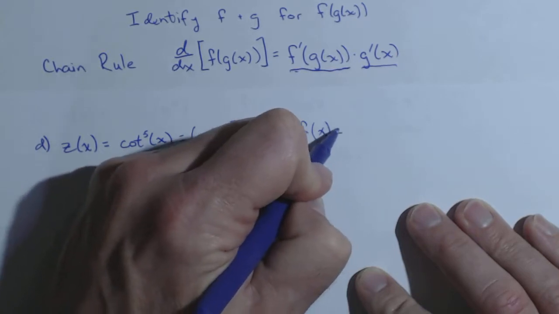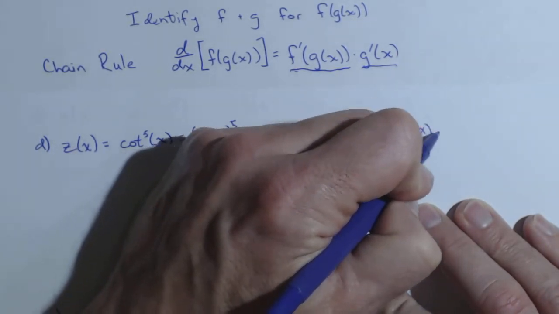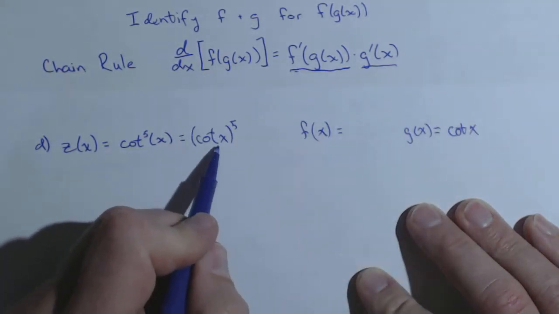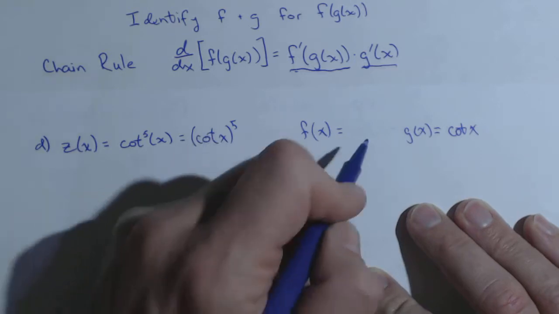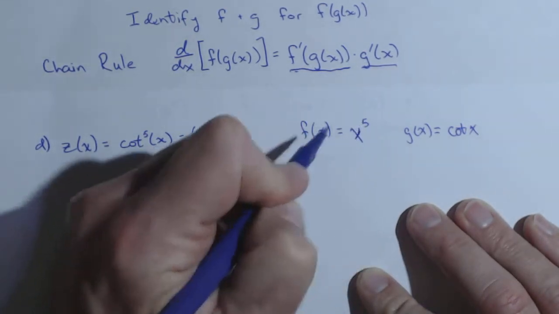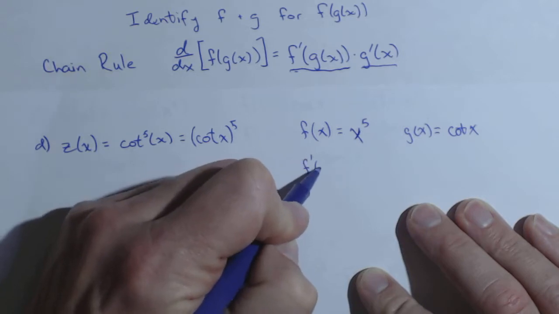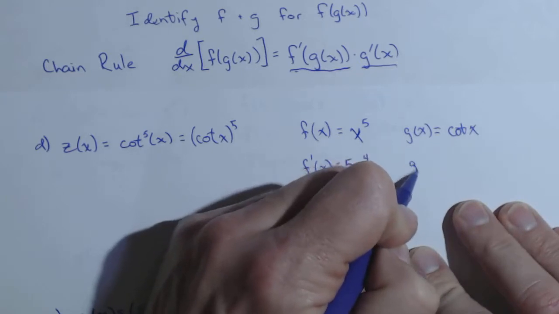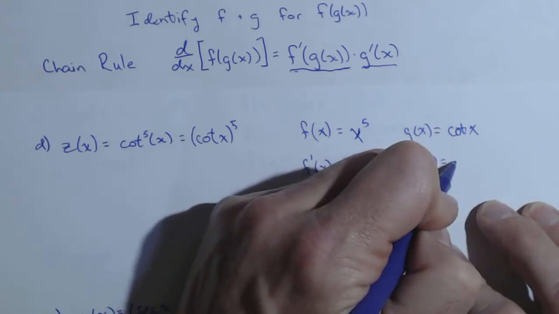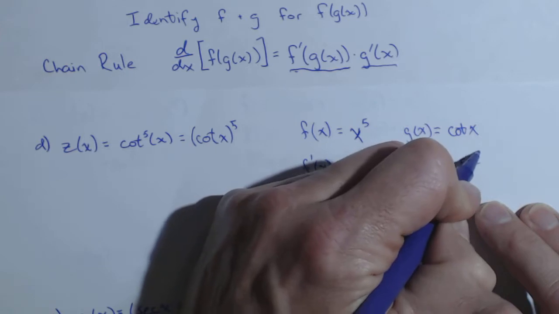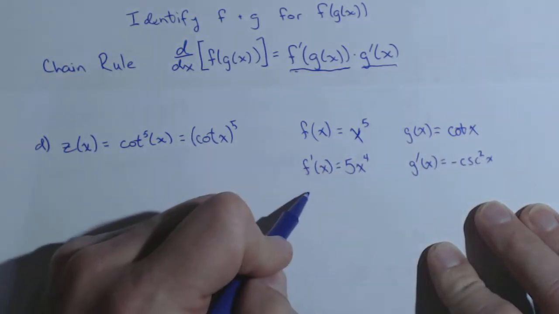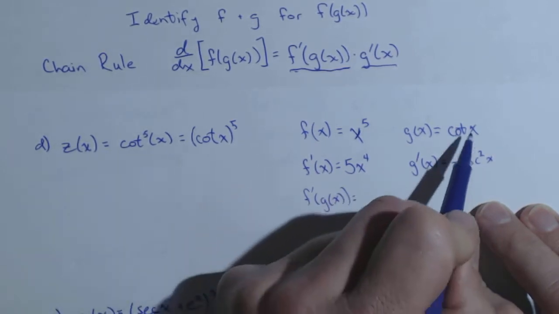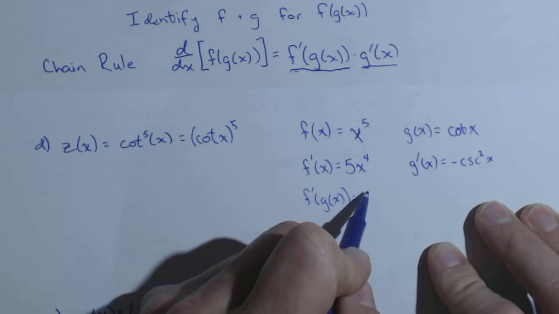So when we go to identify an f and a g, the inside function is just going to be cotangent of x. Now that leaves for the outside function, remember, replace that with an x to the fifth. This breakdown is nice for getting used to the chain rule. So f prime of x is 5x to the fourth. g prime of x, the derivative of cotangent, is negative cosecant squared x. I'm going to put back together f prime of g of x, which means I'm going to put g into my input for f prime.